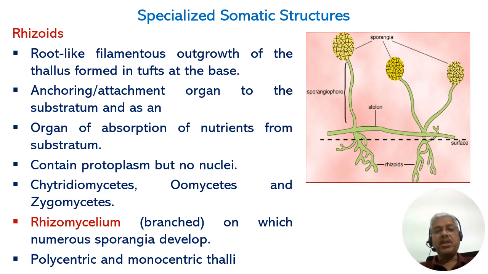In some species, the rhizoids may be branched and are called rhizomycelium. On rhizomycelium, numerous sporangia develop. Such thalli are called polycentric. That is, they form several reproductive centers, instead of a single one where the thallus is termed monocentric.